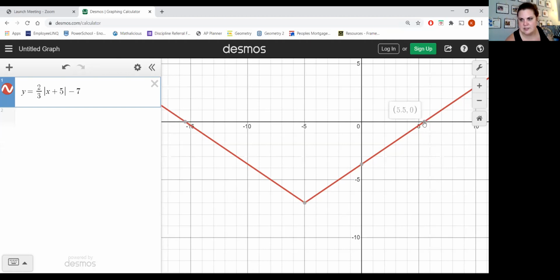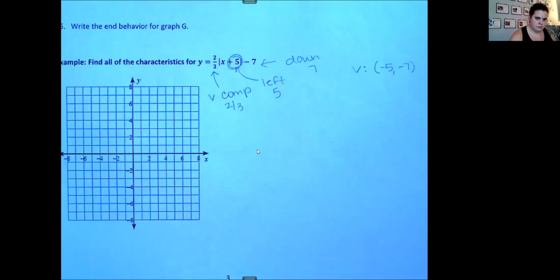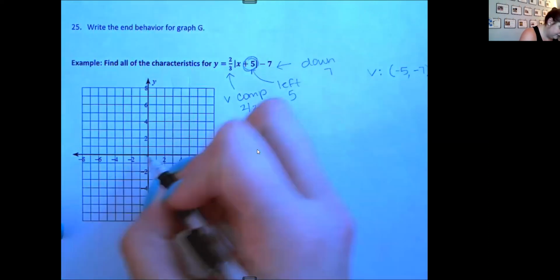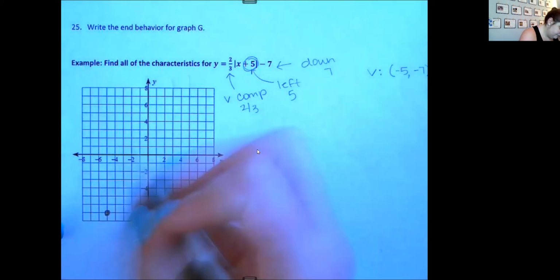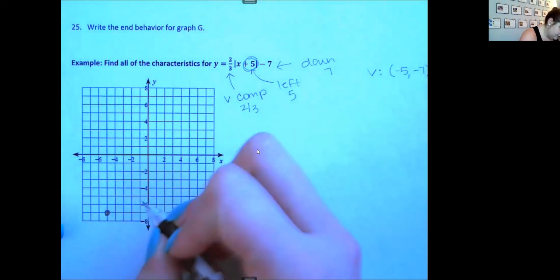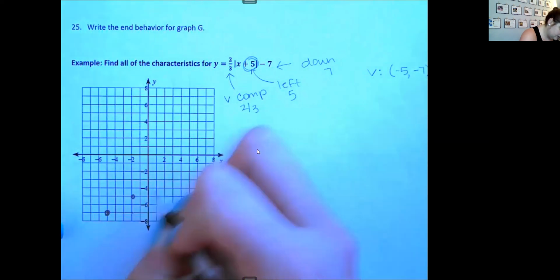I'm going to go ahead and find my x and my y intercepts now, just so I can do everything with Desmos all at once. So there's my x-intercepts, -15.5, +5.5 for the x-intercepts, and the -3.667 for the y-intercept. Okay, so left 5, down 7. And then we said it was over 3, up 2.